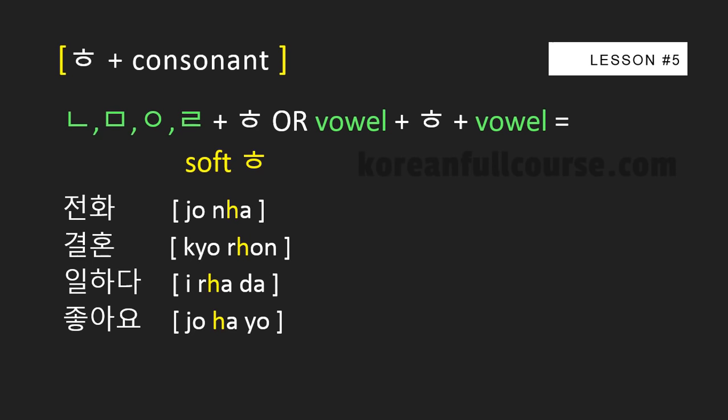Hieut in general should be read very softly in Korean language. You actually can hardly hear the h sound in Korean language, especially when it's preceded by nieun, mieum, ieung or rieul, or surrounded by vowel sounds. 좋아, 결혼, 일하다, 좋아요. In all these examples, I'm not even sure if you heard me saying 허.